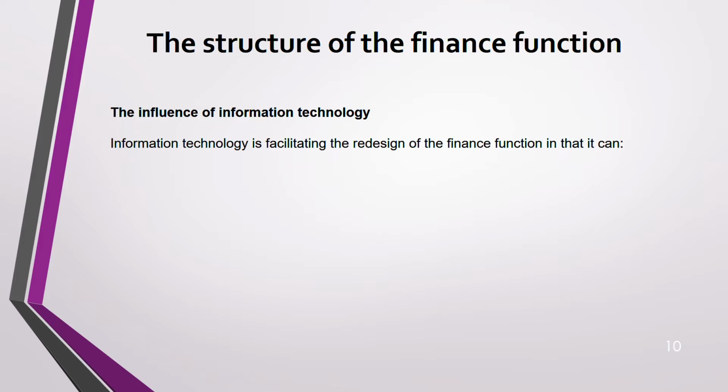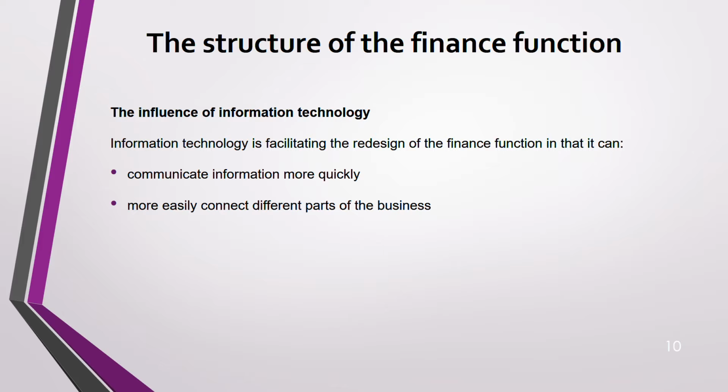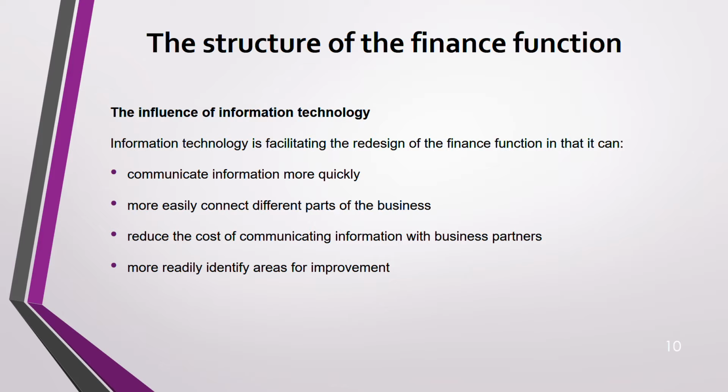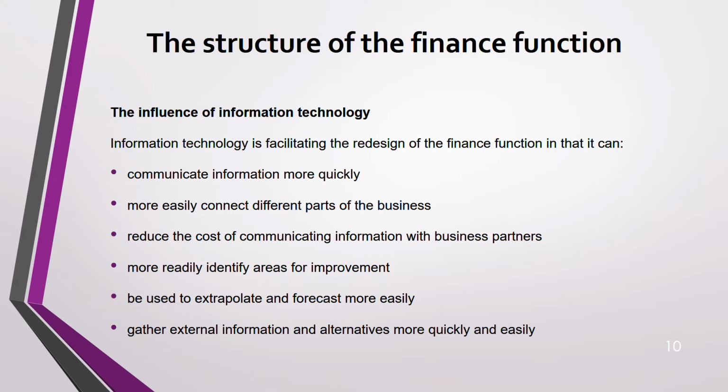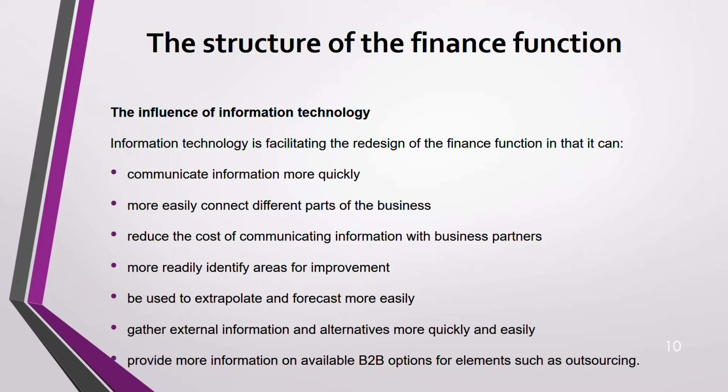Then we are moving on to the influence of IT on the finance professional. Let's see. Number one, you can communicate information more quickly. You can easily connect different parts of the business. You can reduce the cost of communicating information with business partners. You can identify areas for improvement very easily. You can extrapolate and focus more easily. You can get external as well as internal information very quickly and very easily. So this is the influence of IT on the finance profession. And you can provide more information on B2B, that is business to business, options for elements such as outsourcing.